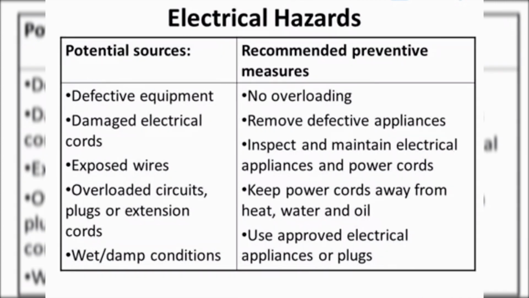Electrical hazards: potential sources, recommended preventive measures. Defective equipment. Damaged electrical cords. Exposed wires. Overloaded circuits, plugs or extension cords. Wet or damp conditions. No overloading. Remove defective appliances. Inspect and maintain electrical appliances and power cords. Keep power cords away from heat, water and oil. Use approved electrical appliances or plugs.